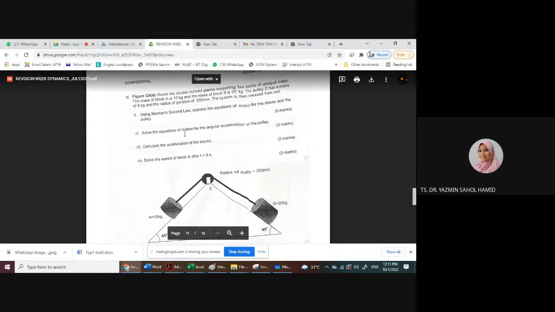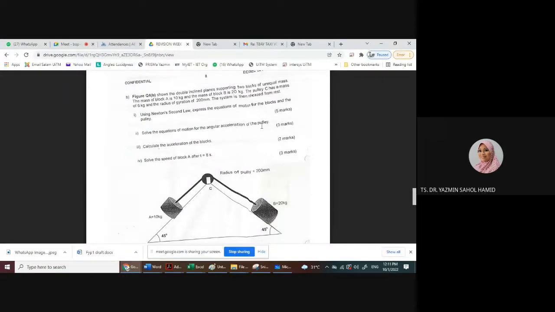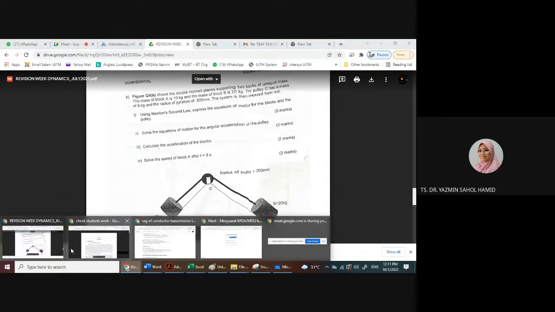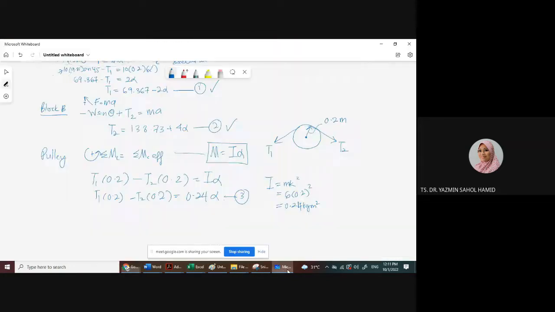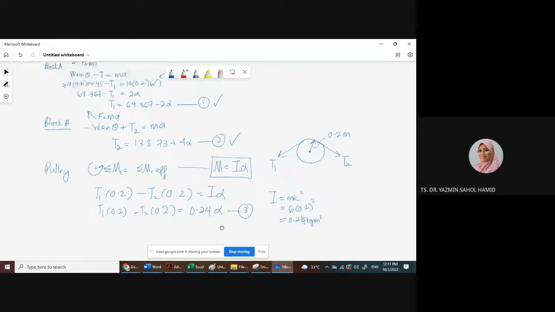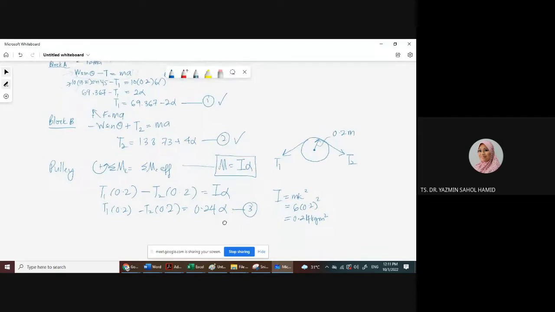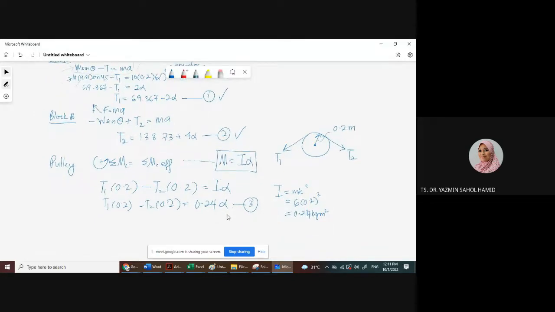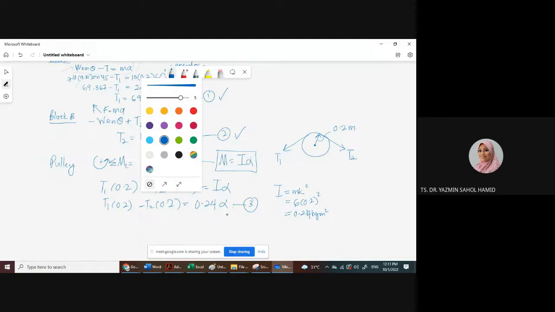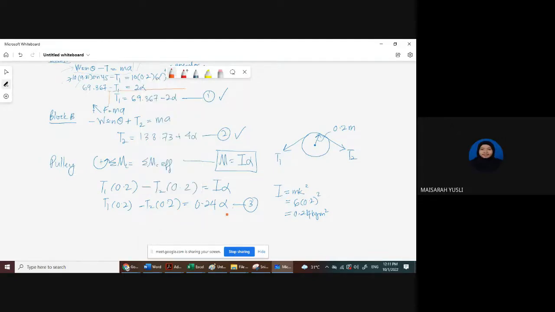Solve the equation of motion of the angular acceleration of the pulley. So, dia nak angular acceleration of the pulley. So, dia nak alpha. So, macam mana kita nak dapatkan alpha ni? You all rasa? Substitute 1 dengan 2 dalam 3. Betul. Okay. Untuk dapatkan alpha. Cuba buat sekarang bagi I jawapan alpha.